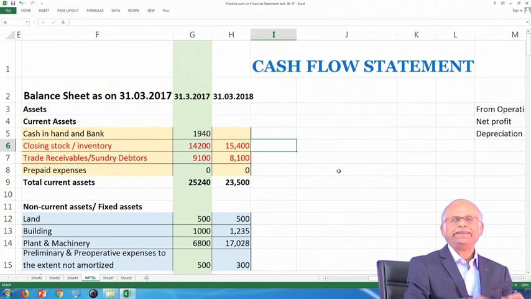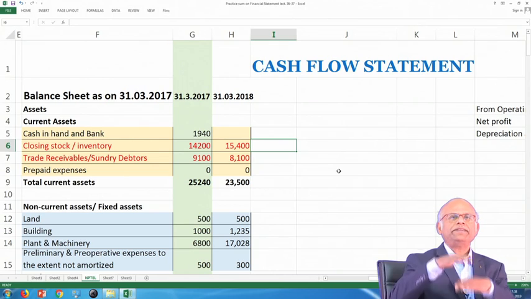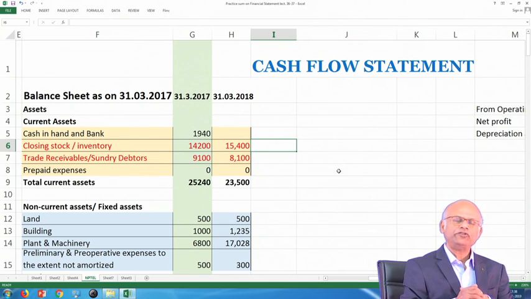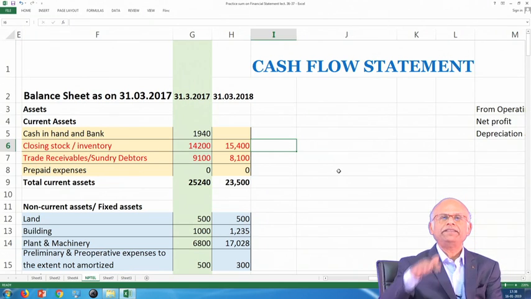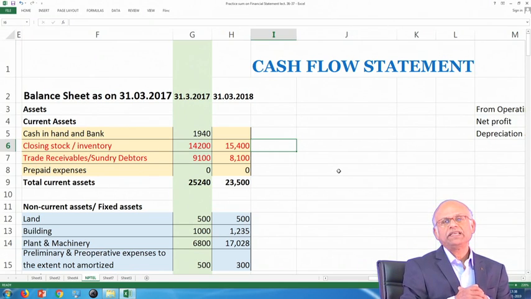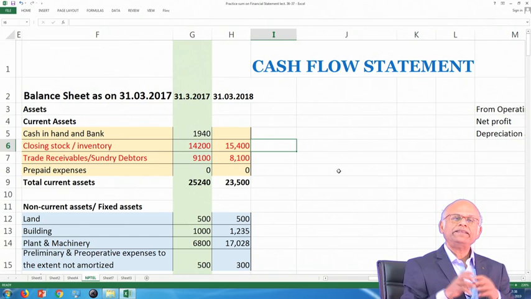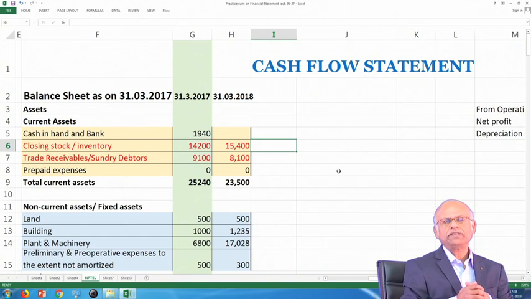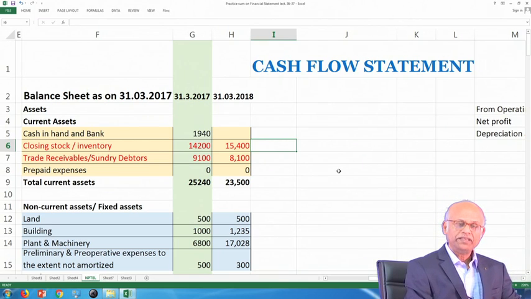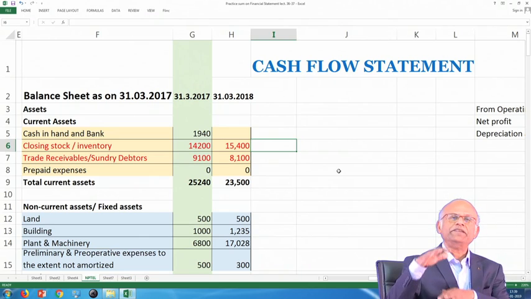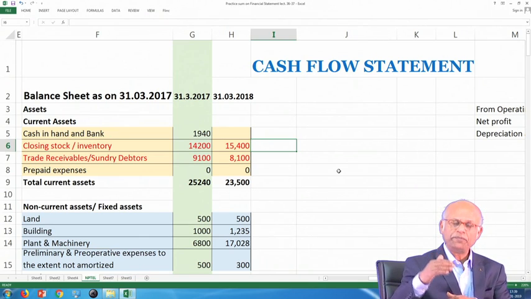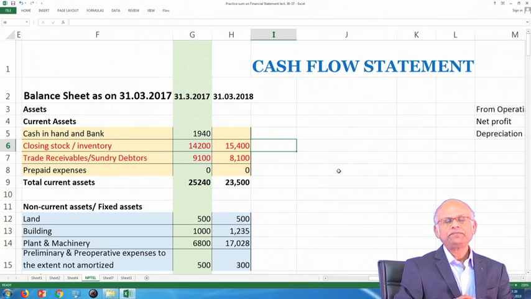some of your money has gone into creating these extra 5 pens in your inventory. So, you have utilized 5 pens worth of money to create this additional inventory. That is why whenever there is an increase in closing stock, this is a cash outflow. You have used money or cash equivalent to create higher inventory. So, inventory going up means cash outflow.